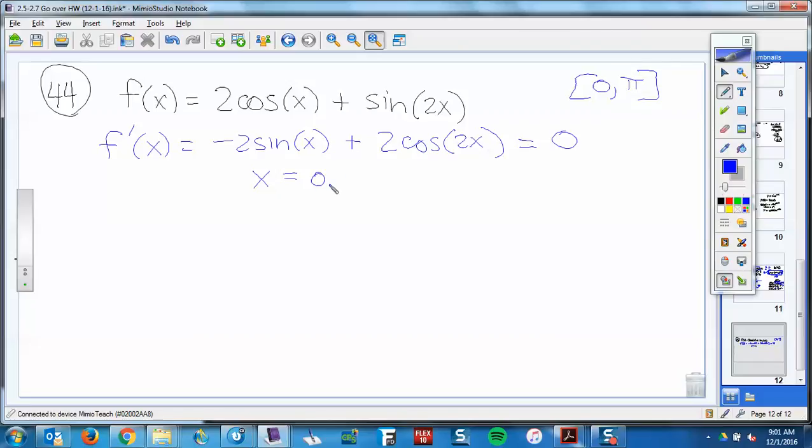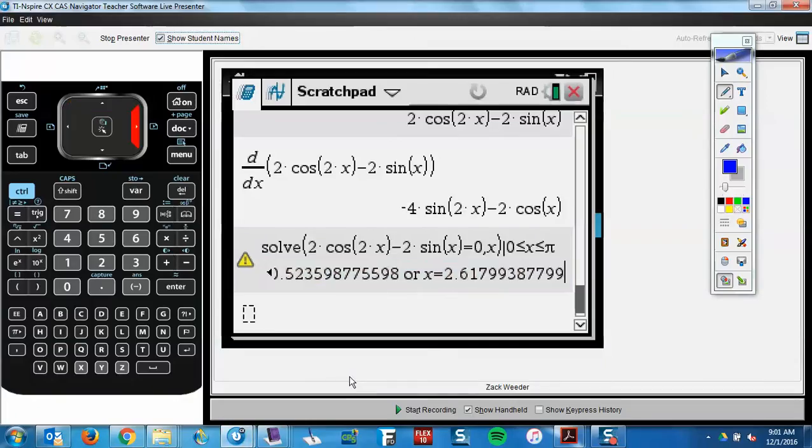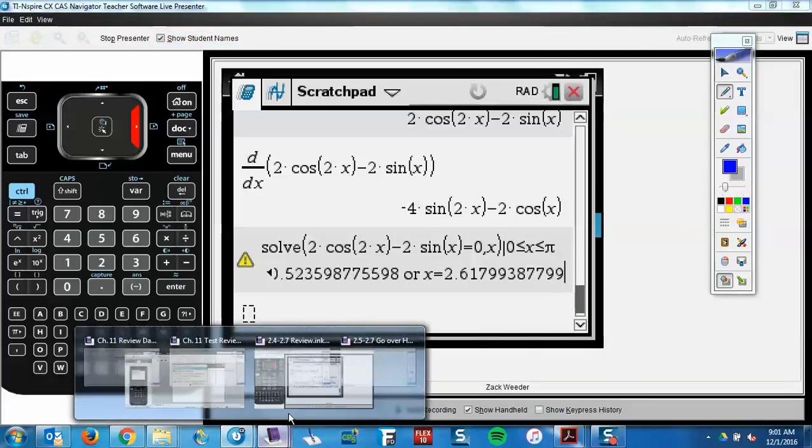So what do we got here? Read them to me, Zach. 0.523598. Give me 6 decimal places. Okay, give me the next one. 2.61799. Is there any more? Scroll to the right. That's it. There's only 2 of them. Okay? All right. So good. There could be more than that, but whatever.